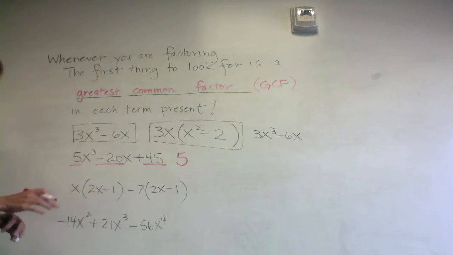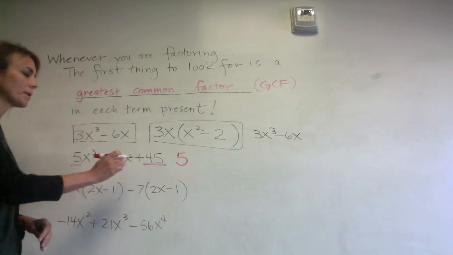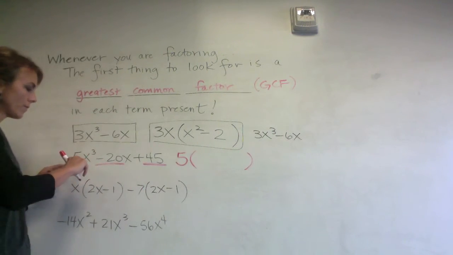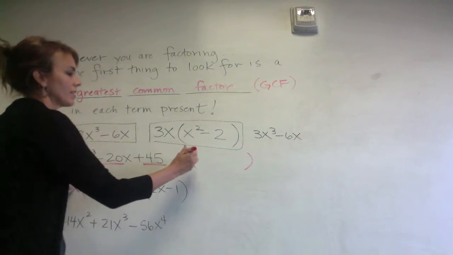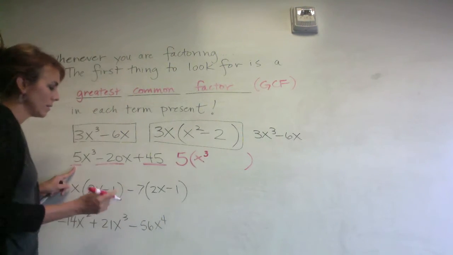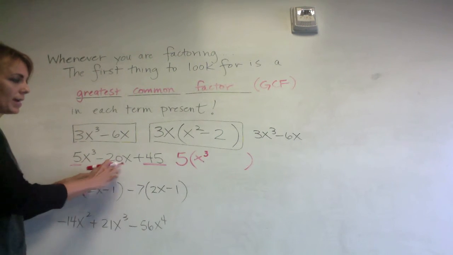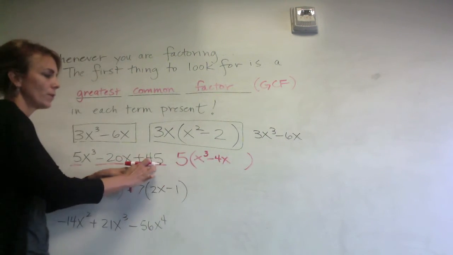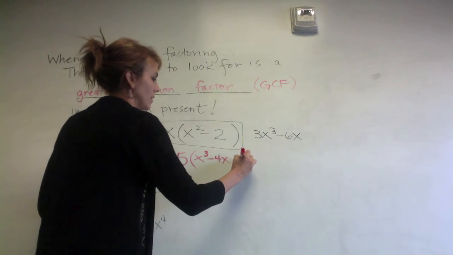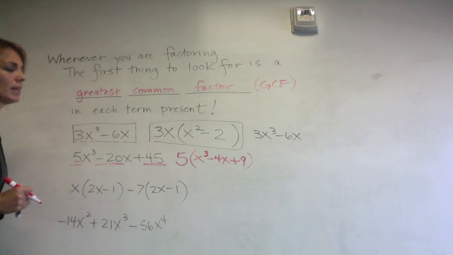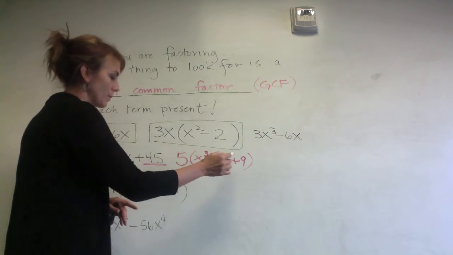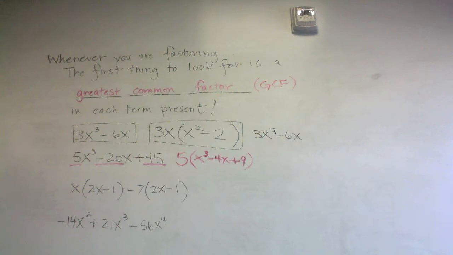All I'm going to do is divide out the 5 from these 3 pieces. Okay, so let's take a look. When I divide that out, 5x cubed divided by 5, that leaves me with just x cubed. Negative 20x divided by 5 is negative 4x. And 45 divided by 5 is 9. And again, you could distribute the 5 through. You should end up right smack dab back where you started.